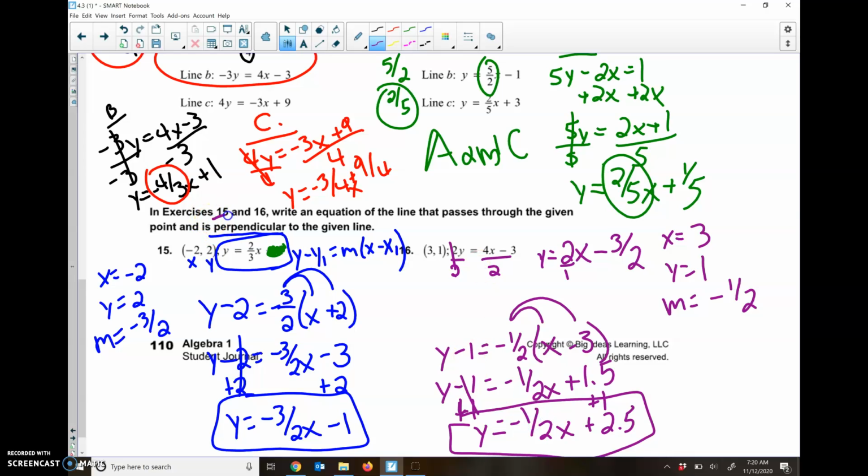So very important that we read the words when we're doing our work and doing quizzes and tests, whether it's asking for a line that's parallel or perpendicular.